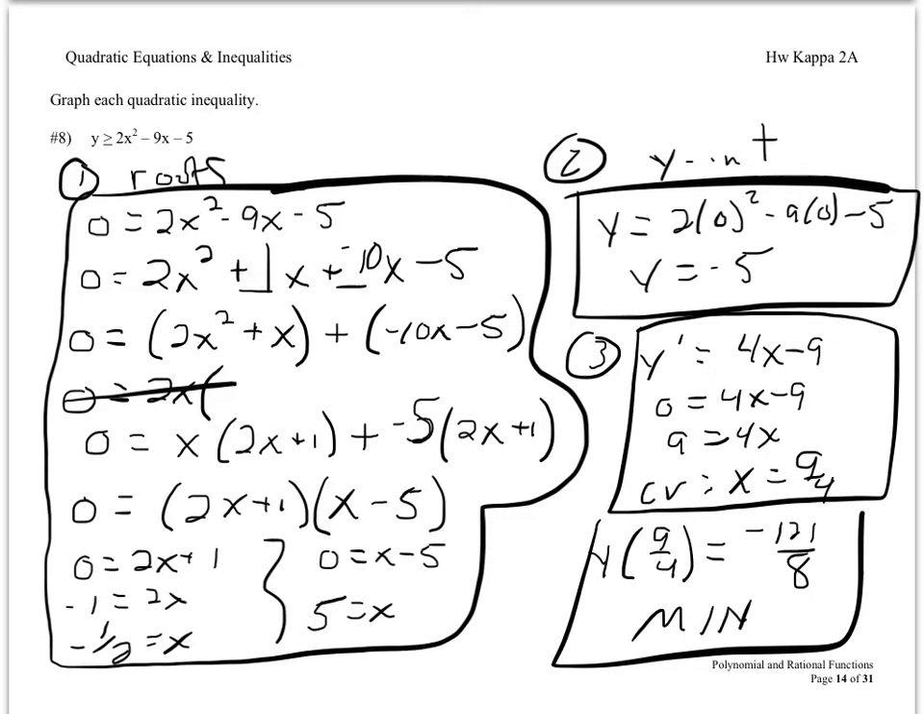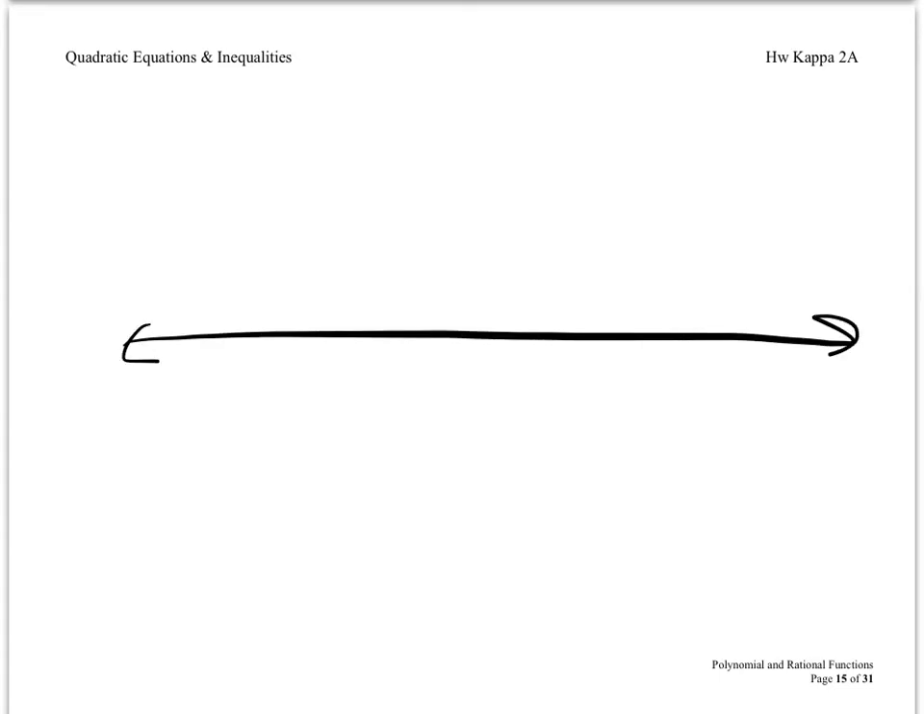I should be labeling my work a little bit better here. At the top of this I should put CV for critical value, and at the top of this CP for critical point, so it's consistent. Here are the roots, here's the y-intercept, here's the critical value, here's the critical point. I apologize for that. So to graph this now, we take all our important information.